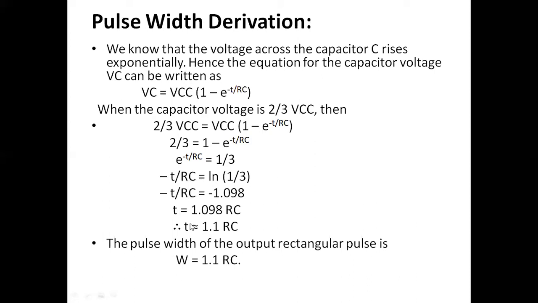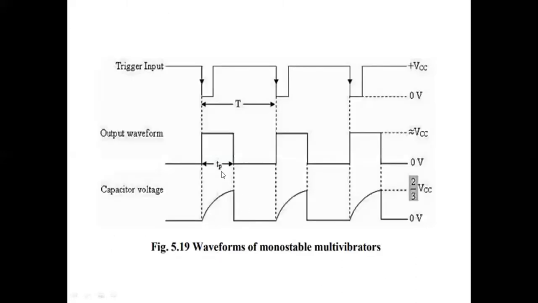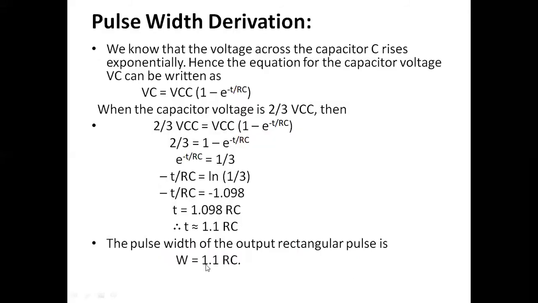If you simplify the equation, then we get t is equal to 1.09 RC. So that implies t is approximately equal to 1.1 RC. So the pulse width of the output waveform or rectangular pulse is equal to 1.1 RC. From this equation we can say that the pulse width of the rectangular pulse depends on the R and C values of the circuit.